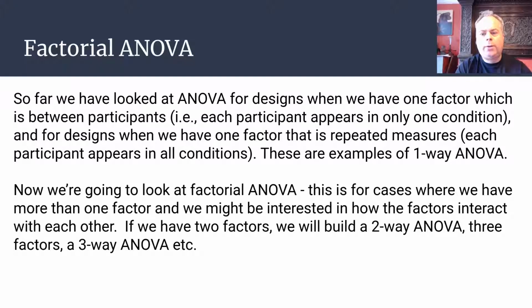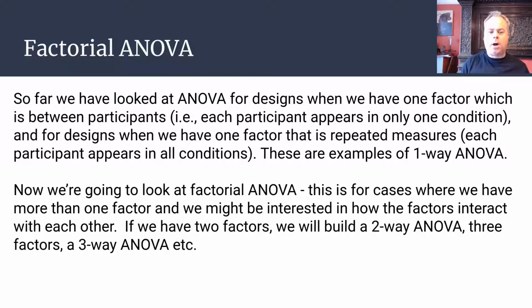So we've looked at between participants designs. That's where we've got one factor that's between participants, so each participant appears in only one condition. And we looked at designs where we've got one factor that's repeated measures, where each participant appears in all conditions. And both of these are examples of one-way ANOVA, one-way analysis of variance.